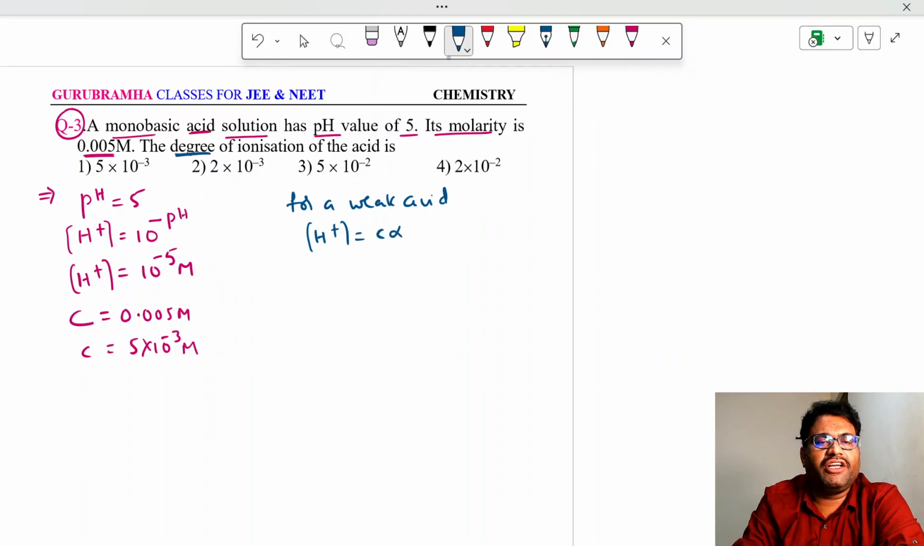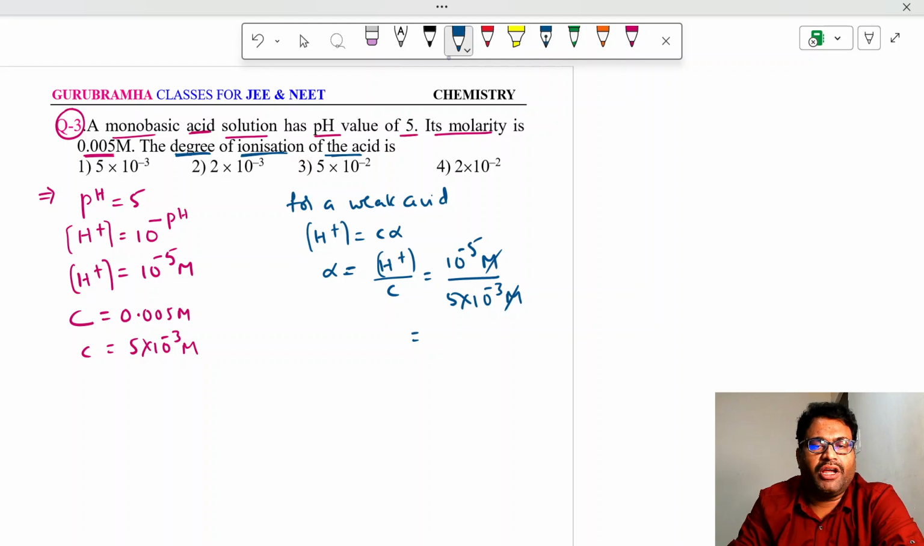So you are asked about the degree of ionization of the acid. So we want alpha. So alpha is equal to H plus ion concentration by C, which is equal to H plus ion concentration given as we have derived it as 10 power minus 5 molar, and concentration is 5 into 10 power minus 3 molar. Then I can write this as 10 into 10 power minus 6 into 10 power plus 3 by 5. So that is equal to 2 into 10 power plus 3 alpha.